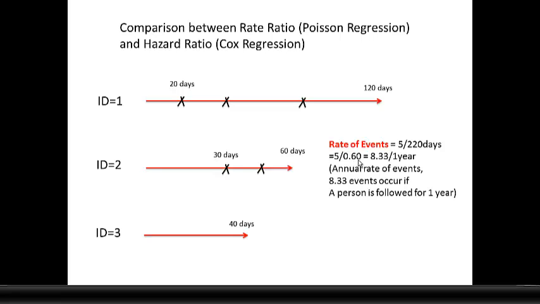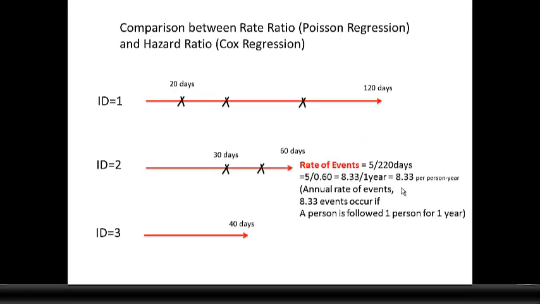So in order to compute the annualized rate of events, you divide the total number of events by the total follow-up years, which is 8.33 events per 1 year. So we call this the annualized rate of events. The interpretation of this is that 8.33 events occur if one person is followed for 1 year. For a rate, we put the unit per person-year.